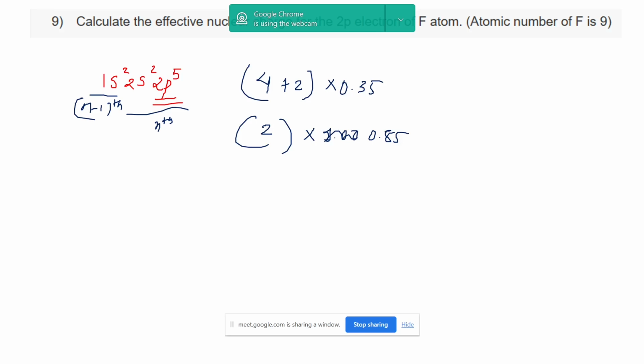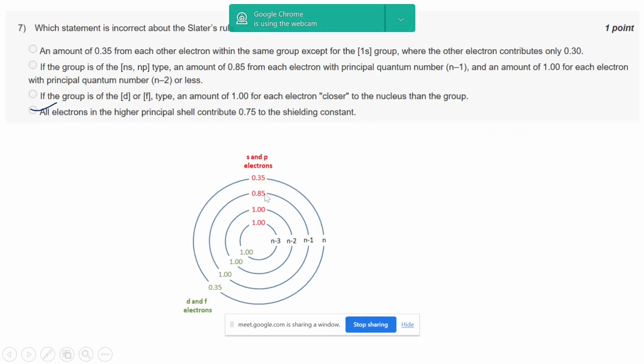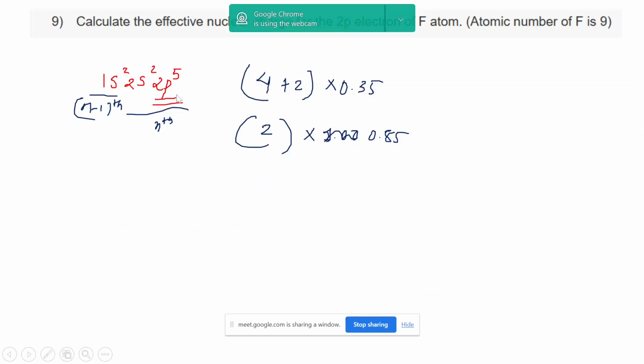Yes, ma'am. Okay. So essentially this is 4 plus 2 into 0.35 because it is the nth shell. Then from n minus 1 we have 0.85 from this, and we are looking at S and P. So essentially the answer here is, one second.